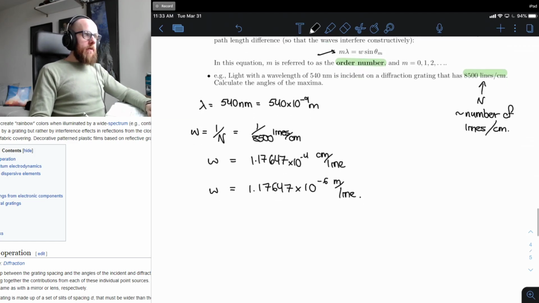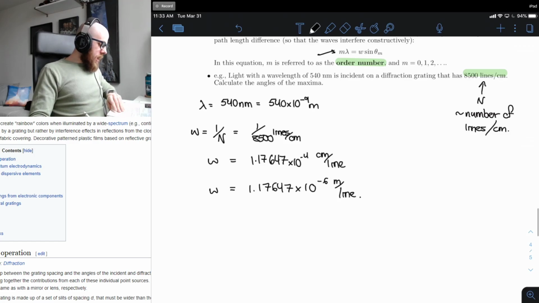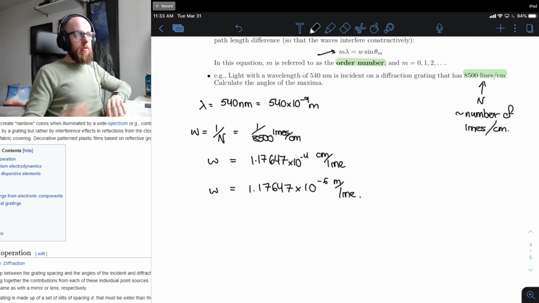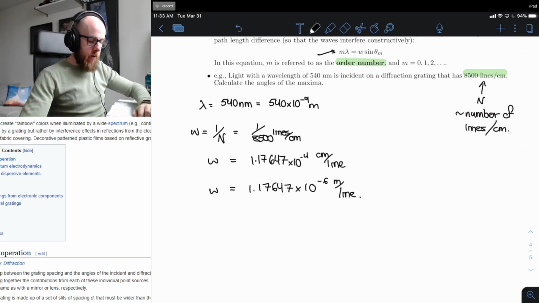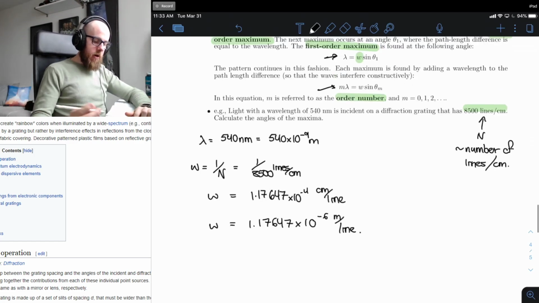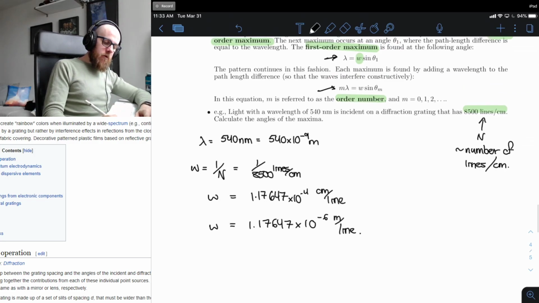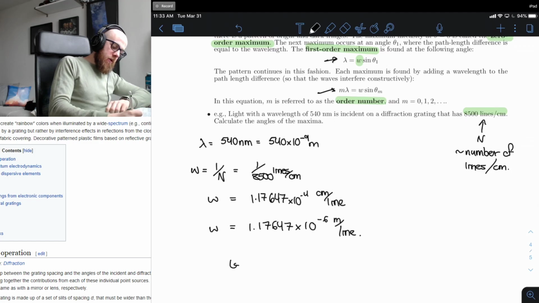And then we have to figure out the angles, say, of the first and the second order maximum. Actually, we're going to try to calculate as many maxima as we can, and we'll see how many we get. So the first order maxima, theta 1, we can find. In the first order, m is just equal to 1.